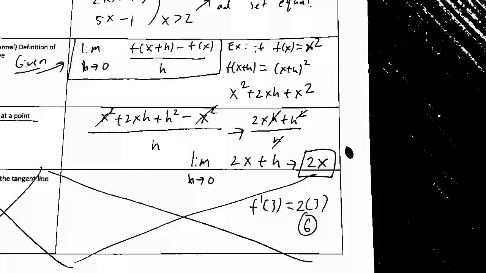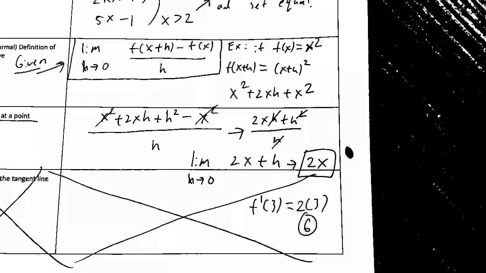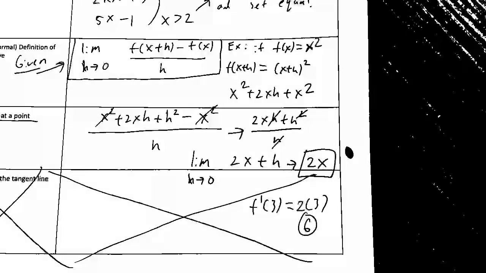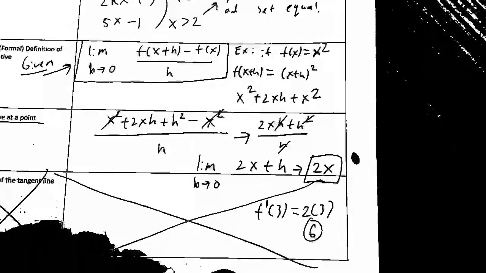No, I'll walk you through it. So f of x is just x squared. You see that? F of x is just x squared. F of x plus h you get by plugging in x plus h in for that x. So x plus h squared is x squared plus 2xh plus h squared. Yeah. Are you following me so far? Yeah, I follow you. Okay.